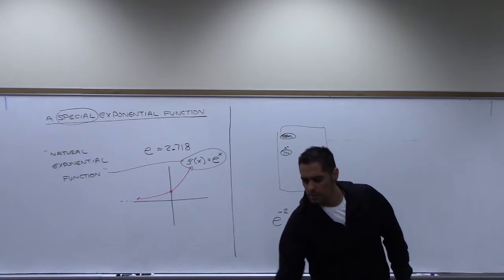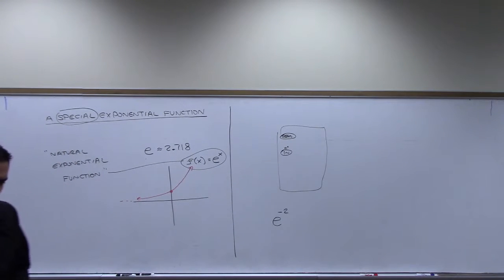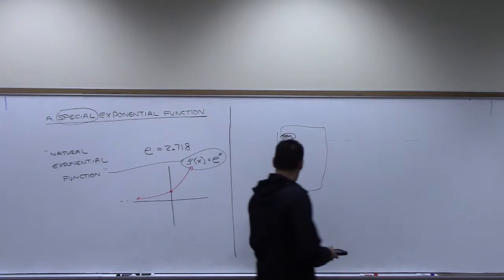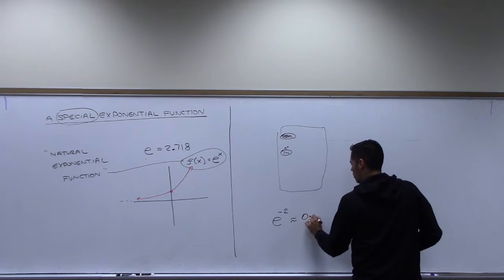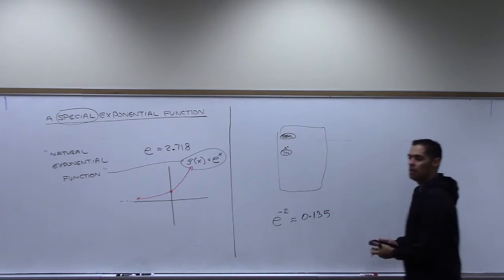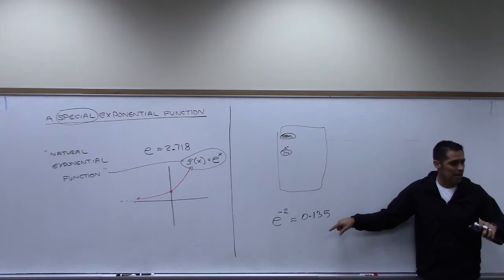Error? Let me see. Yeah, this is why we're doing this. I want to make sure you know how to type this in. Negative 2, there you go. Yep, not the minus, yeah. So you should get approximately what? 0.135. Okay? The reason I'm doing this is because everyone needs to be able to get this on their calculators.